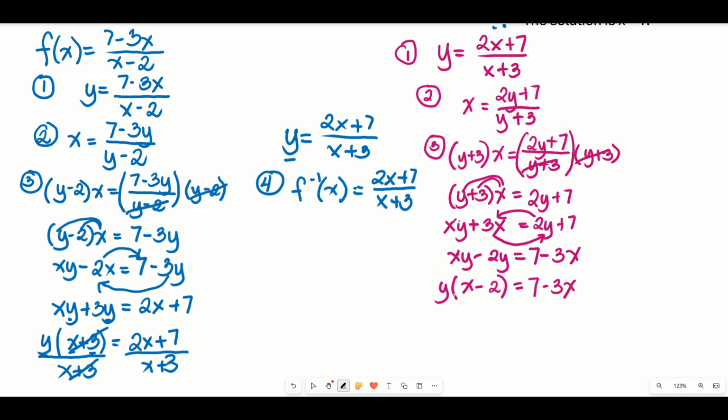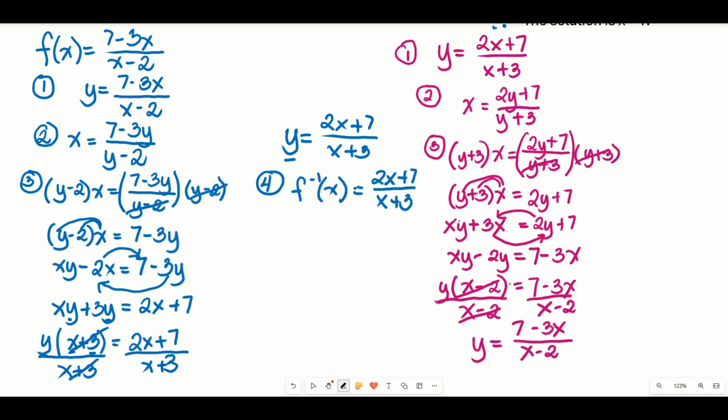And parang matira lang sa one side of your equation ay y, we divide both sides by x minus 2. And since may x minus 2 ka sa numerator, may x minus 2 sa denominator, this gets cancelled. And then y is equal to 7 minus 3x over x minus 2.